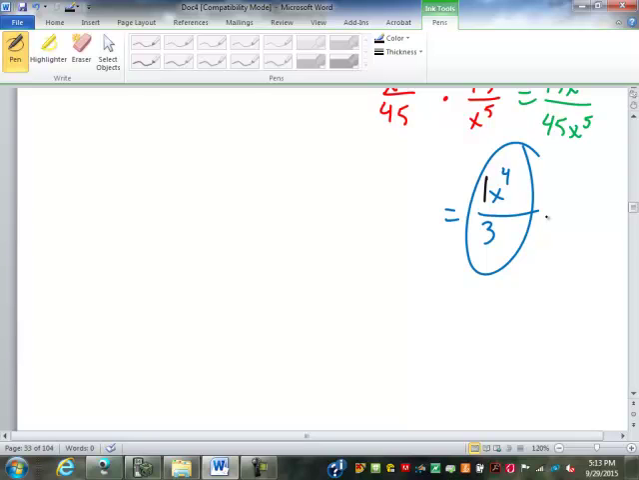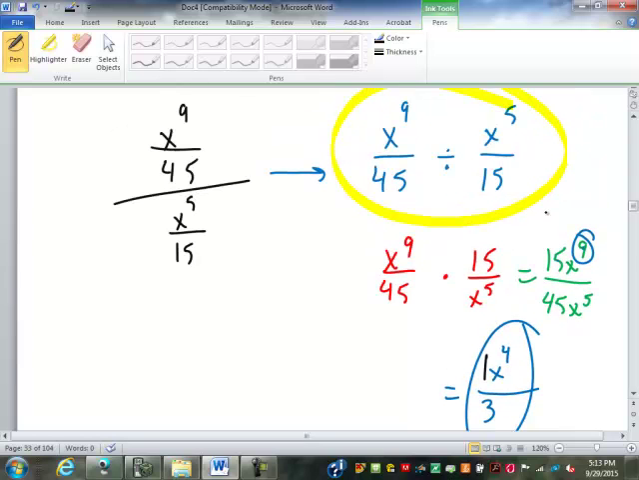Okay, this is a tough test with all the algebra and the variables on it and the fractions. It's kind of a tough one. So make sure you're ready for it.